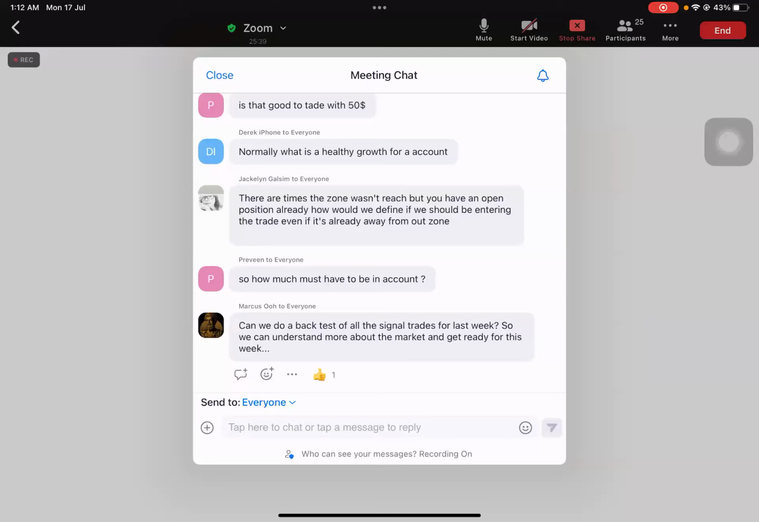Can we do a back test or single trade from last week so that we can understand more of the market and get ready for this week? Yes, later I will do it. I would like to tell you the reason for entry in these sections also. But before that, I will go through every setup that I shared in the Learn and Earn and also the public channel. Any more questions? If there are no questions, we'll proceed to the back test.